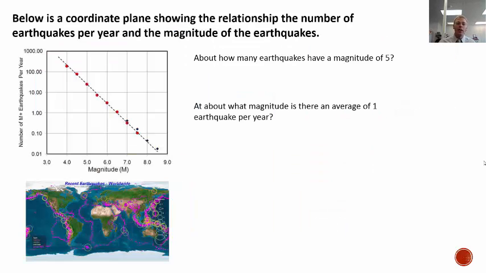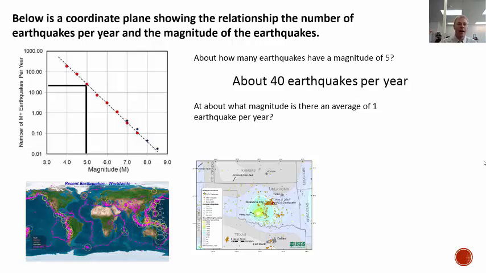But below, we can see here is a real-life example of a coordinate plane being used to show a relationship between the number of earthquakes per year and the magnitude of the earthquakes, or the strength of the earthquakes. So, a couple questions just using this coordinate plane here: how many earthquakes per year have a magnitude of 5? Go ahead and look at the coordinate plane. What do you think? Magnitude of 5. Did you say about 40?